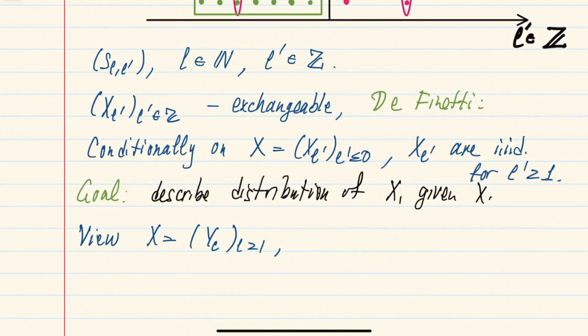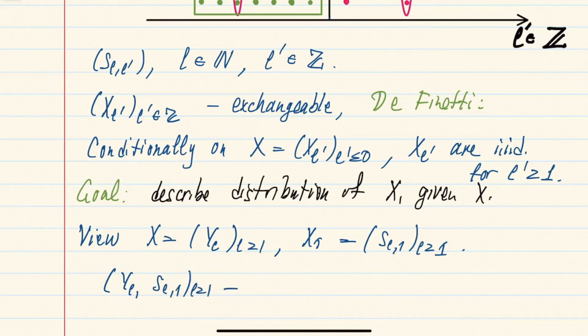And also our first column X_1 on the right, now we'll also take a look at this as a sequence S_{L1} for L greater or equal than 1. So now we bring back the index of the rows. And of course, the exchangeability of the array implies that if we look at these pairs, (Y_L, S_{L1}) for L greater or equal than 1, this is an exchangeable sequence. And this is where we are going to use the previous lemma.